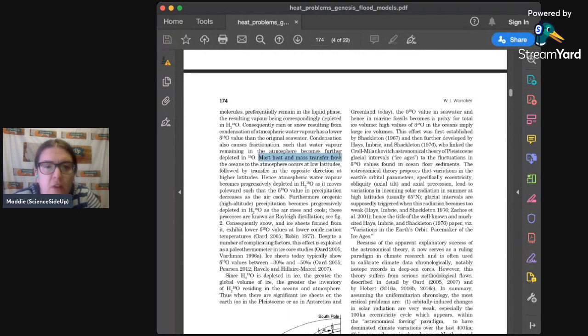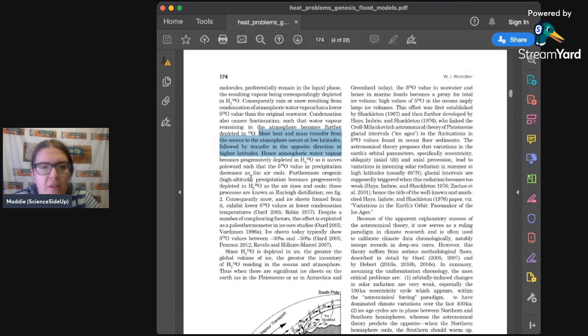Most heat and mass transfer from the oceans to the atmosphere occurs at low latitudes, followed by transfer in the opposite direction at higher latitudes. That is true, and that's general knowledge, so you don't need a citation for that. So this is basically water tends to evaporate at the equator and then rain and snow at higher latitudes. That's kind of what this is saying. You don't often get a lot of evaporation directly out of the Arctic, right? Yeah, you do get lots of rain and stuff in the Arctic and snow, mostly snow, but okay.